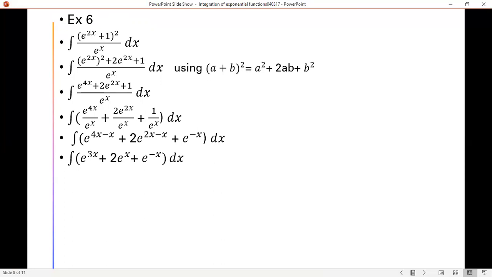In the integral of e to the power of 3x, you have to divide by 3. The integral of 2e to the power of x, you divide by 1. But the integral of e to the power of minus x, you need to divide by minus 1, and add the constant c. So the final answer is e to the power of 3x upon 3 plus 2e to the power of x minus 1 upon e to the power of x plus c.